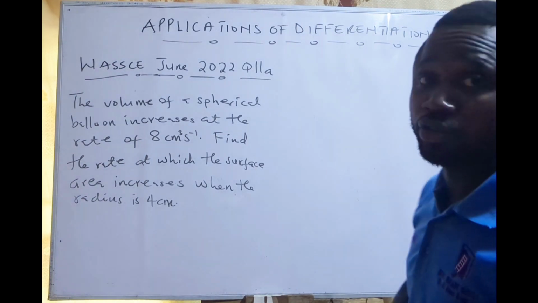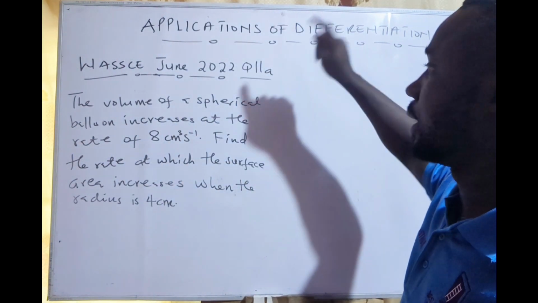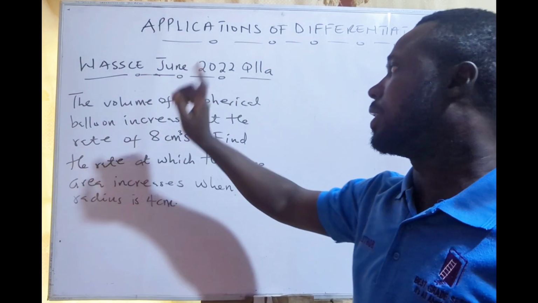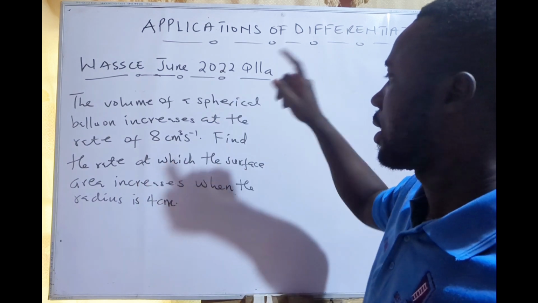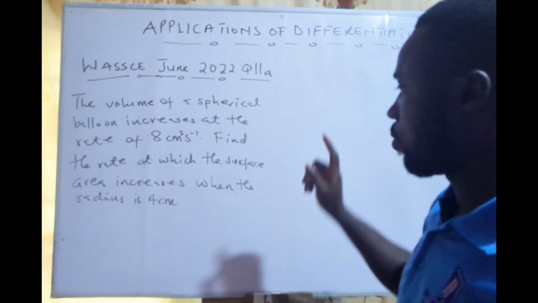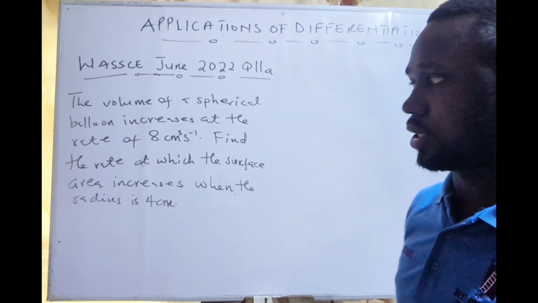Okay, so let's look at this question here. WASSCE June 2022, question 11a. The volume of a spherical balloon increases at the rate of 8 centimeter cube per second. Find the rate at which the surface area increases when the radius is 4 centimeters.